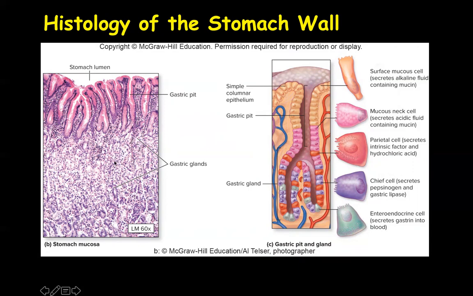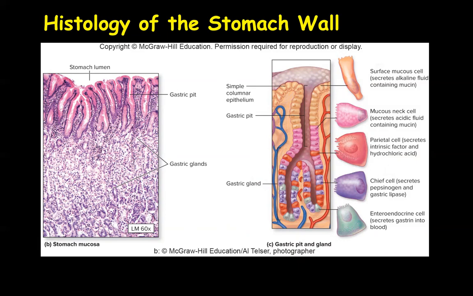And down in the lamina propria, you'll find the gastric glands. Those gastric glands contain some different types of secretory cells. So they have chief cells that secrete pepsinogen and gastric lipase, parietal cells that are secreting hydrochloric acid, as well as enteroendocrine cells that are secreting hormones that affect other portions of the gastrointestinal tract.